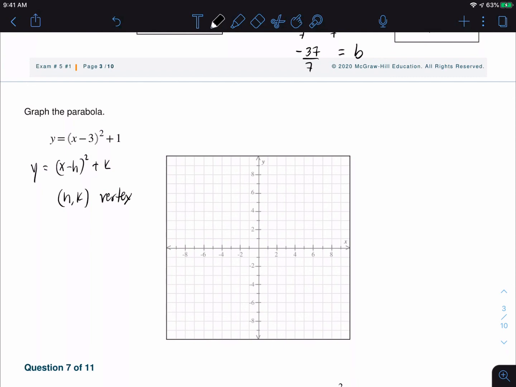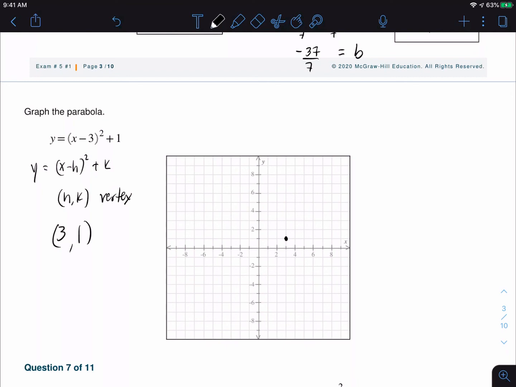So then my vertex for our problem is going to be what? What is our h? It's the 3, right? And that comes because it's in the same position as the h, and there's still a minus sign. If this had been a plus, it would have been a negative 3. Now, our k ends up being that 1, right? So then when we go to plot the point, it's going to be (3, 1).